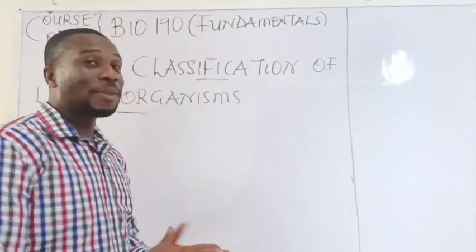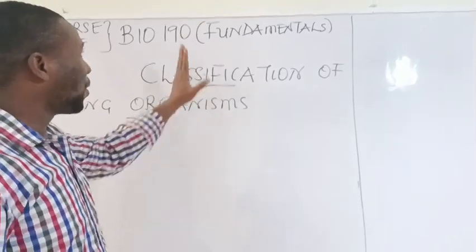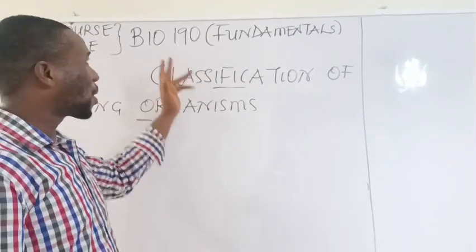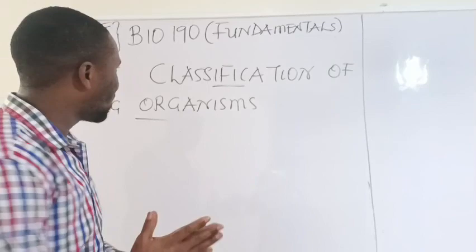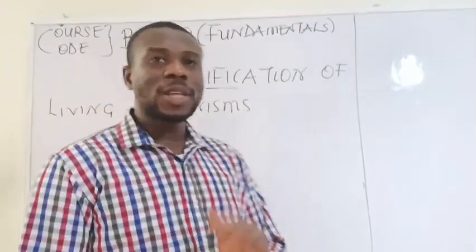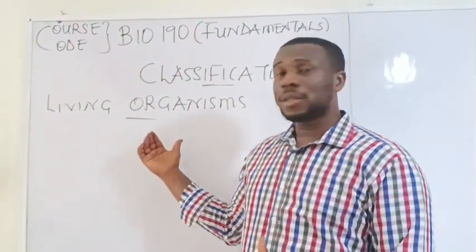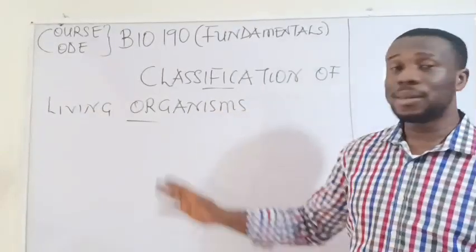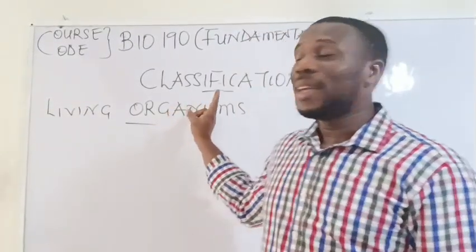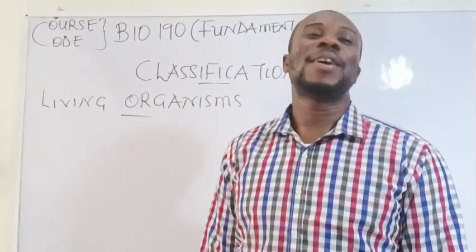You're welcome to the second part of the first lecture in the Fundamentals of Biology with course code 190. Now we'll proceed from where we stopped in the previous class, and that's the classification of living organisms.